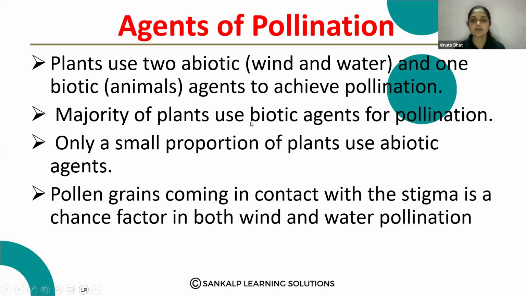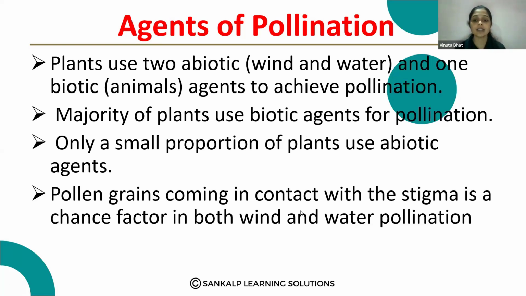So in flowers, they need some agents to transfer the pollen grains. It may be a biotic agent or it may be an abiotic agent. Abiotic agent means that may be wind and water, and the biotic agent, that is animal, to achieve the pollination. So the majority of the plants use the biotic agents for the pollination, like animals and the birds. Only a small proportion of plants use the abiotic agents.